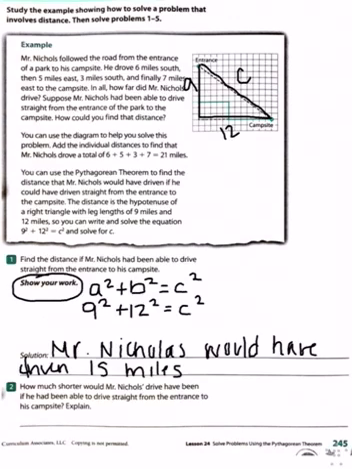Number 2, how much shorter would Mr. Nichols' drive have been if he had been able to drive straight from the entrance to his campsite? Explain. So, you need to add 9 plus 12, which gives you 21. You can then subtract 21 minus 15, and you get 6. It would have been 6 miles shorter. Make sure you explain your answer.